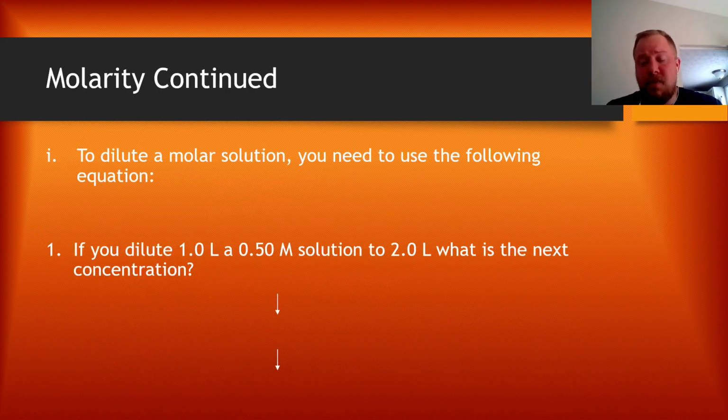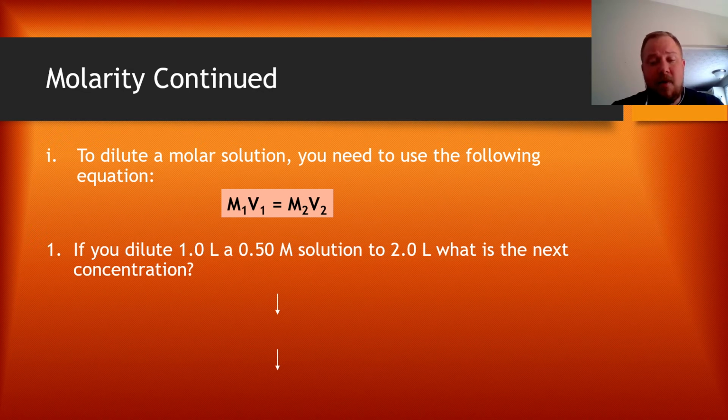All right, so to continue to talk about molarity, sometimes you might need to make a more dilute solution from something that's a little bit more concentrated. I do this all the time. When I'm prepping your guys' stuff, if I have something that's 6 molar, I got to make it down to 3 molar, so I have to be able to dilute it. To dilute the molar solution, you need the following equation, which is M1V1 equals M2V2. M's stand for concentrations, V stands for volume.